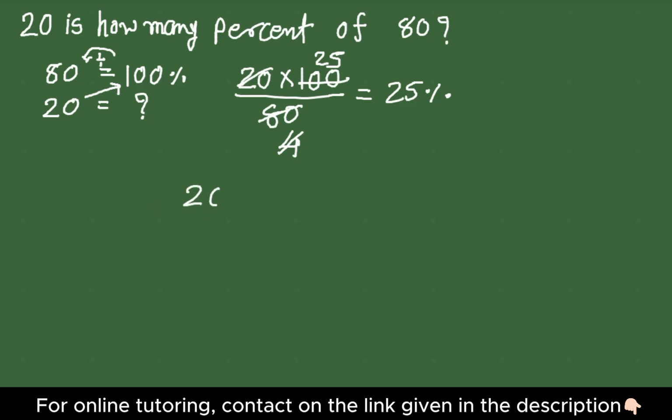In another way, you can write 20 out of 80. So this is 20 out of 80, and since we are dealing with percent, we need to find out the percent. We will multiply this ratio by 100. So this is 20 out of 80 by 100, and if you simplify, you will get 25%. So this is another method.